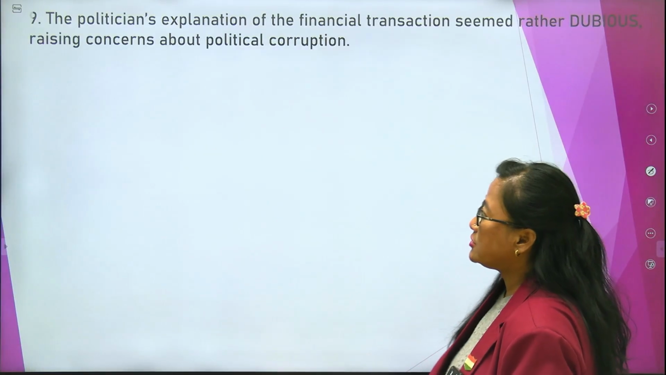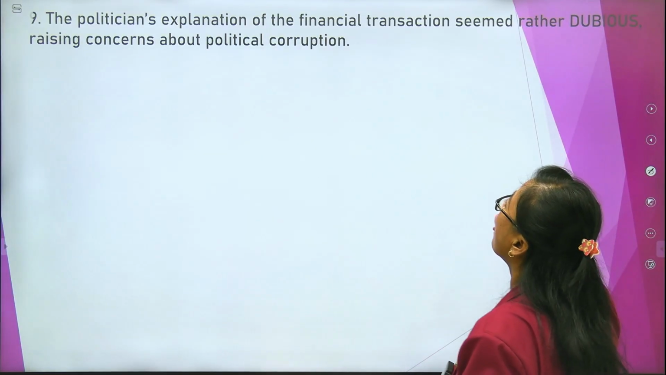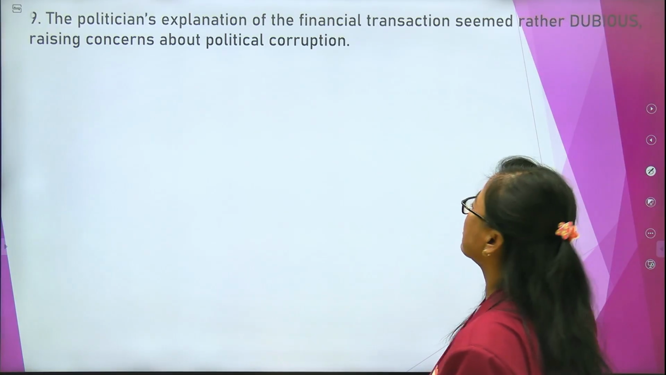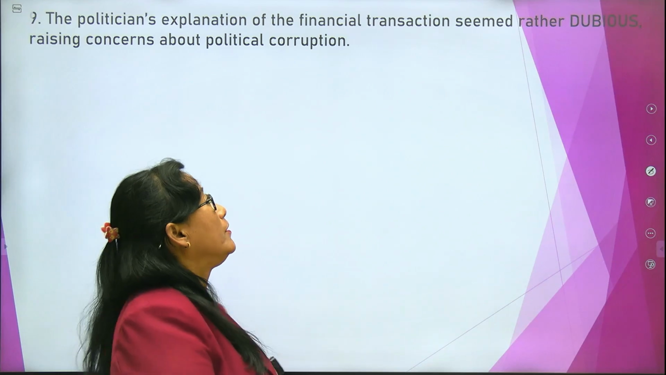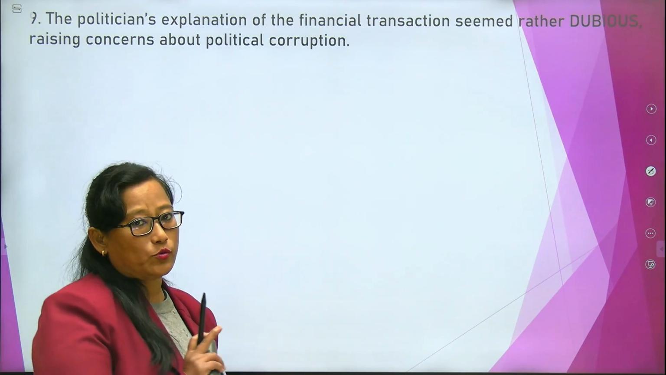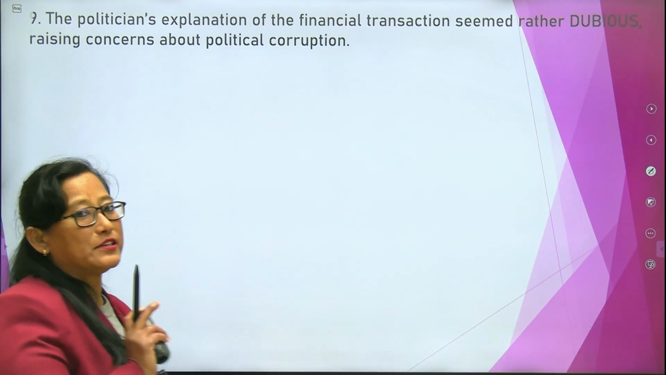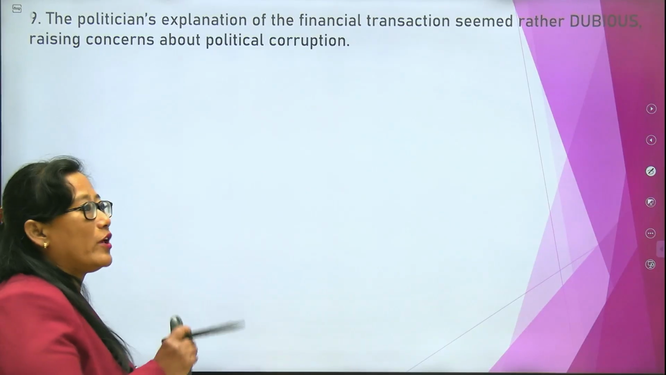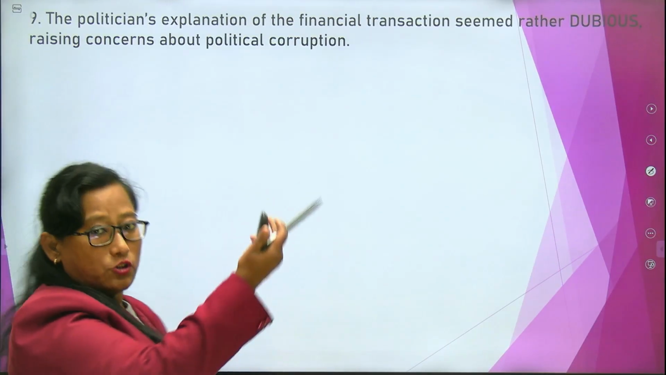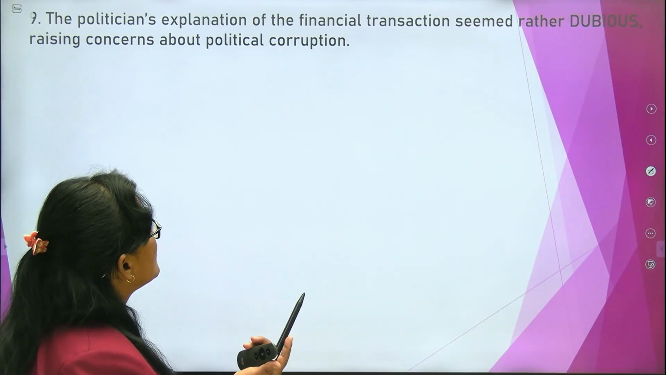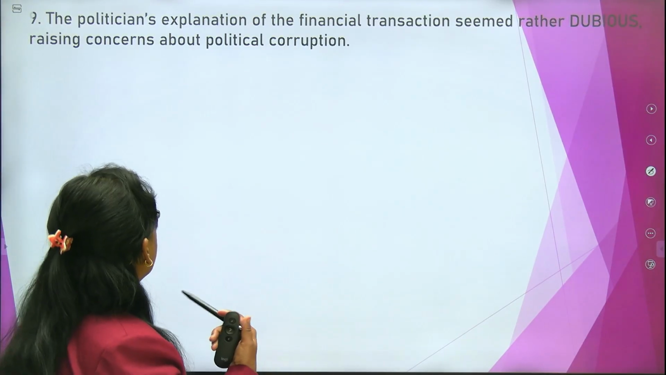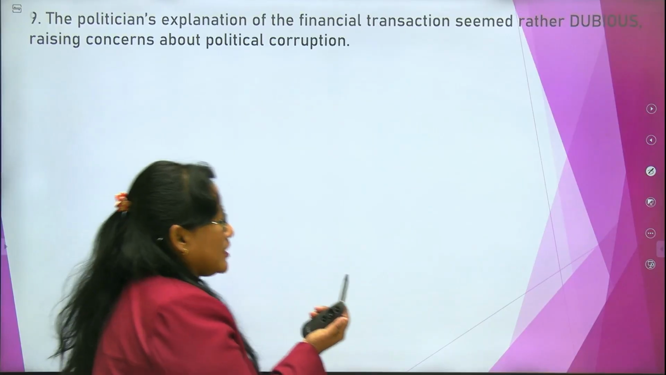The politician's explanation of the financial transaction seemed rather dubious. I have done that before. This word I have told you before. Not really this word, but yes, I have used it when I wanted to explain the meaning of a synonym of this. So the politician's explanation of the financial transaction seemed rather dubious, raising concern about political corruption.